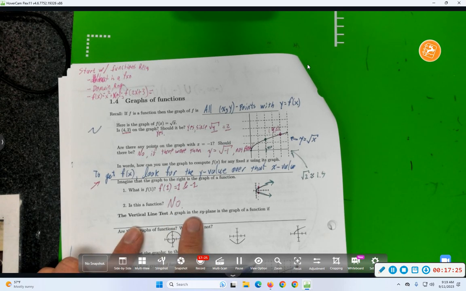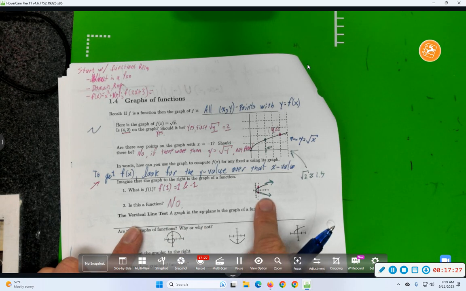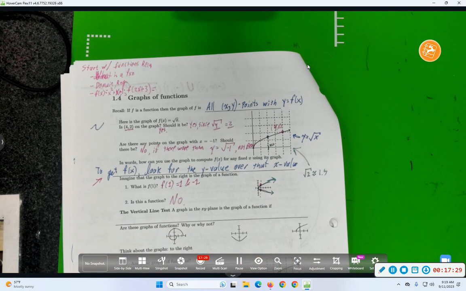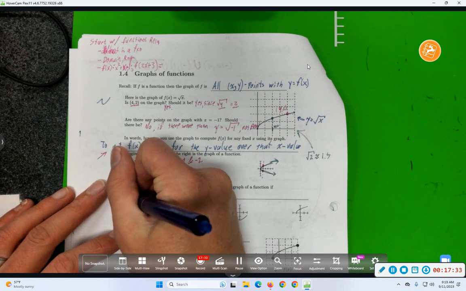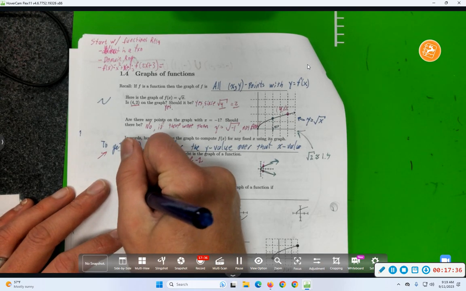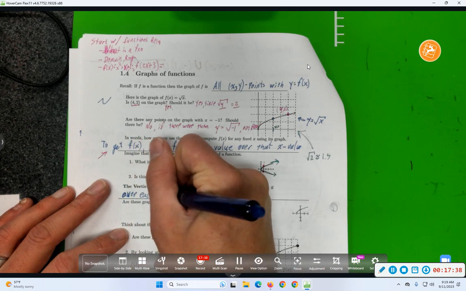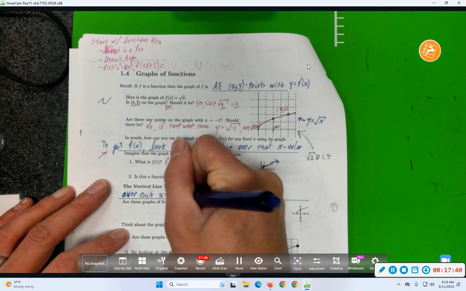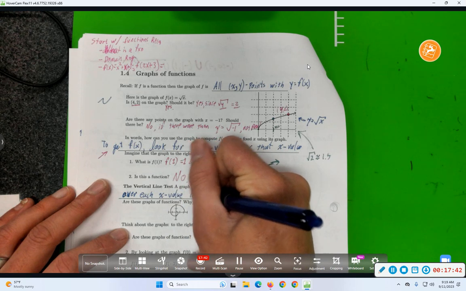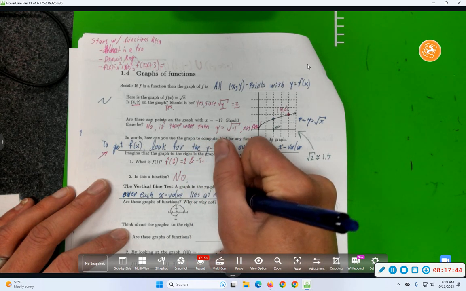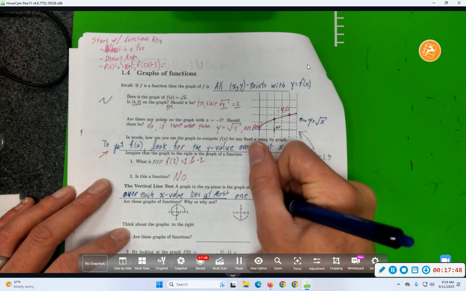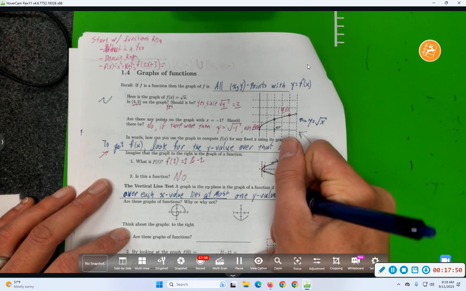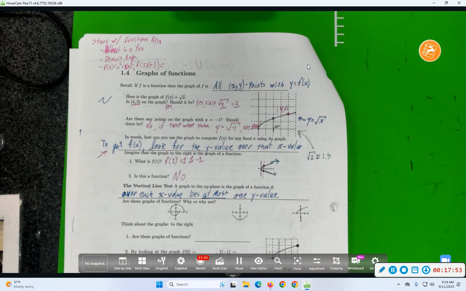If you have some graph in the xy plane, it's still a graph, it's just not the graph of a function. It is the graph of a function if over each x value lies at most one y value. And let's just see if that holds up.